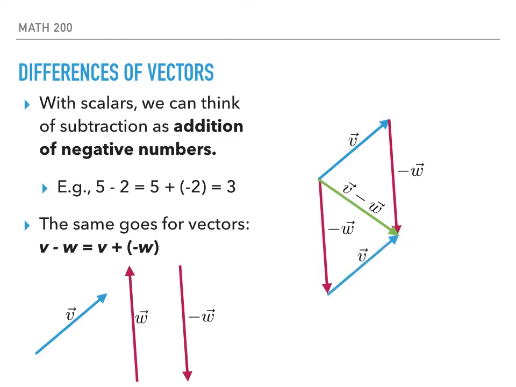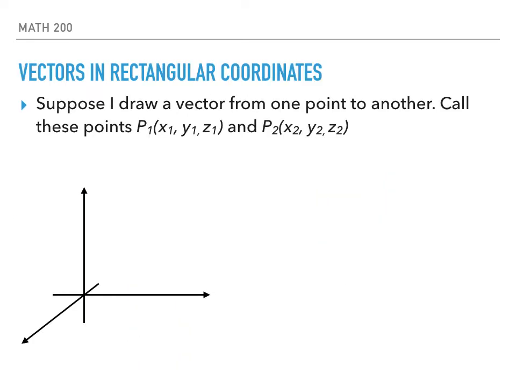Now, you could have gone the other way around, so you could have done minus w and then v, and you would end up in the same place. All right, so those three operations, addition, subtraction, scalar multiplication, are all definable purely visually. But now we want to also see how this all plays out algebraically, okay?